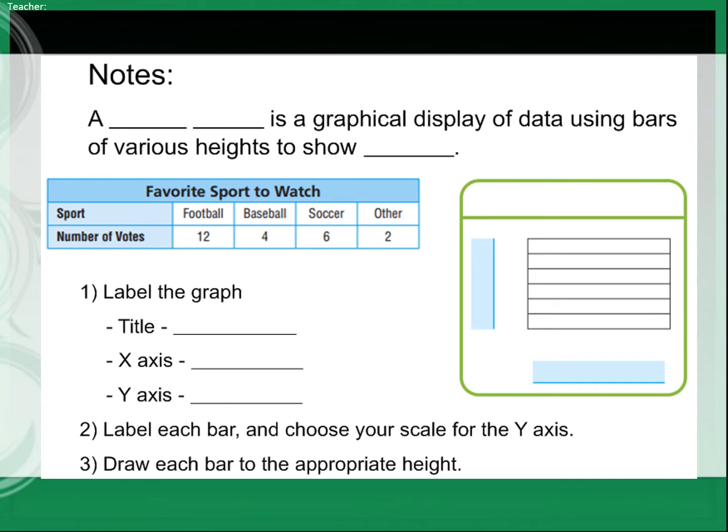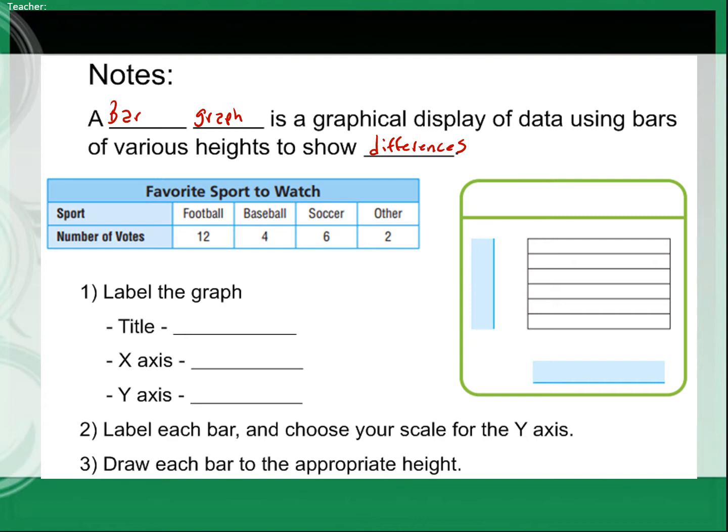You have your notes in your journal. So here, a blank is a graphical display of data using bars of various heights to show blank. Well, it's a bar graph. It's a graphical display of data using bars of various heights to show differences. All right? It shows the differences. So let's go ahead and jump into this.